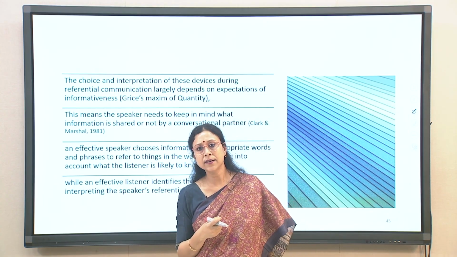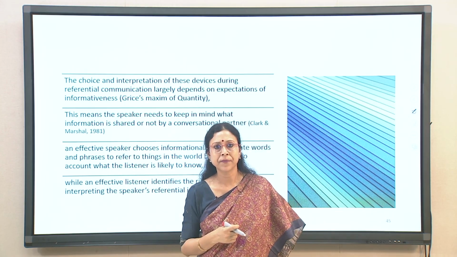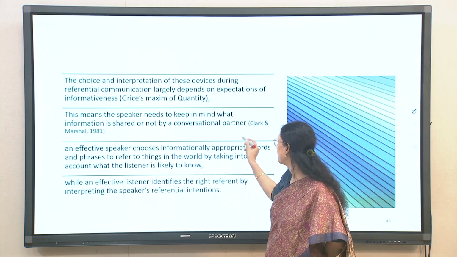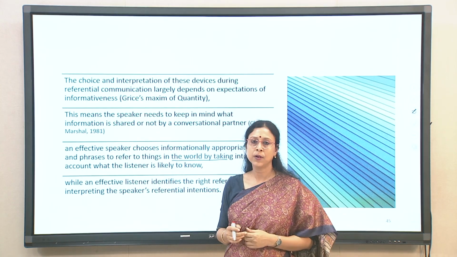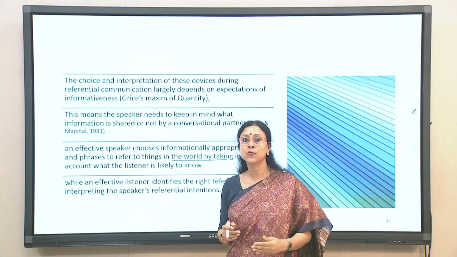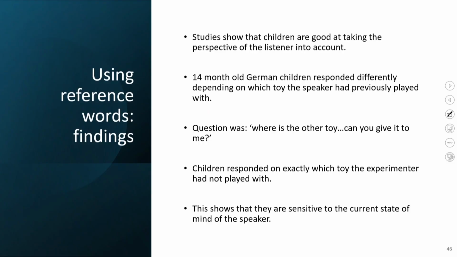So, this means the speaker needs to keep in mind what information is shared and not shared by a conversation partner. This has been studied at length by the author Clark and group. An effective speaker chooses informationally appropriate words and phrases to refer to things in the world by taking into account what the listener is likely to know. So, you cannot talk about something that the listener has no clue about. So, in an effective communication setup, this has to be taken into account.